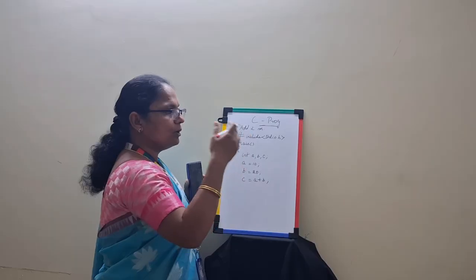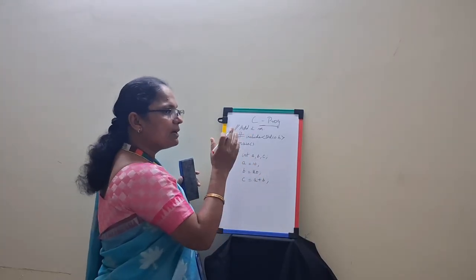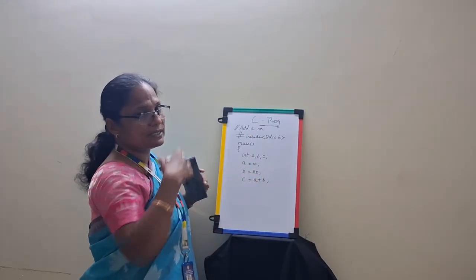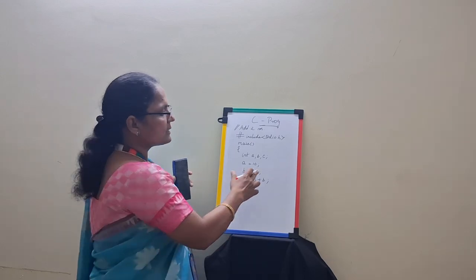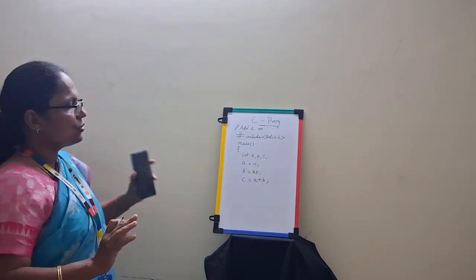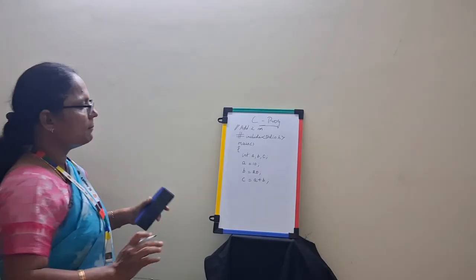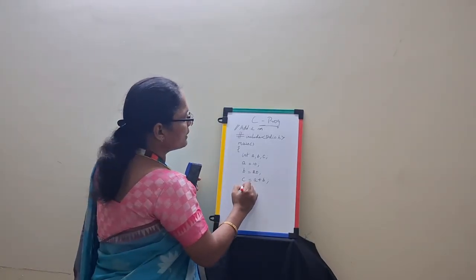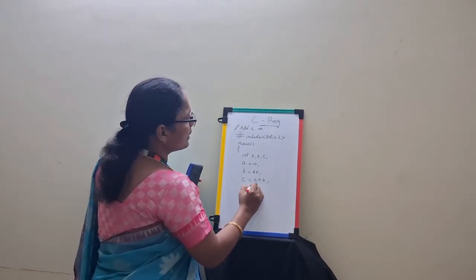See, I have purposely assigned the values. I have not taken them as input from the keyboard. I have assigned the values a equal to 10, b equal to 20 automatically. So c is equal to a plus b. Now we are going to print the value of c.